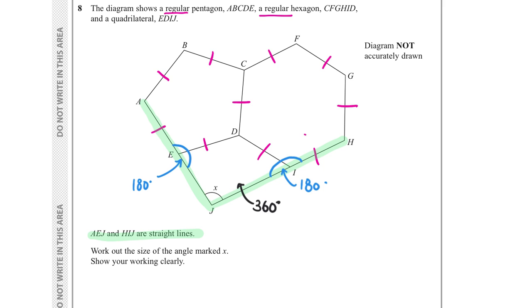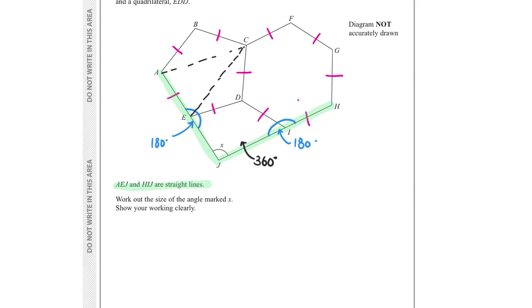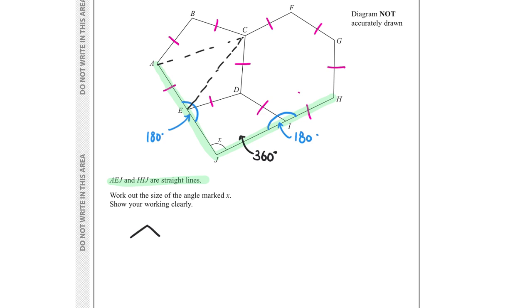What do I know about a regular pentagon? What do pentagon angles add up to? 540. How do we know that? Now remember, you can draw triangles. How many triangles can you draw in a pentagon? 3. How many angles in a triangle? 180. How many triangles in the pentagon? 3. 3 times 180? 540. So we know in a pentagon, okay, angles equal 540 because we did 3 times 180.